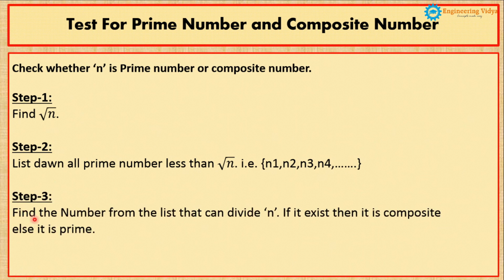Step number 3 says to find a number from the list. This is the list, right? From this list we'll find a number that can divide n. If n1 can divide n, or n2 or n3 or n4, if any number exists in the list that can divide n, it means that it is not a prime number, it is a composite number, right? If any one number from the list can divide n, the given number n is a composite number. And if no number exists in the list that can divide n, it means that it is a prime number. Hope all the steps are very clear to you now. This is the basic procedure to test whether a given number is prime or composite.